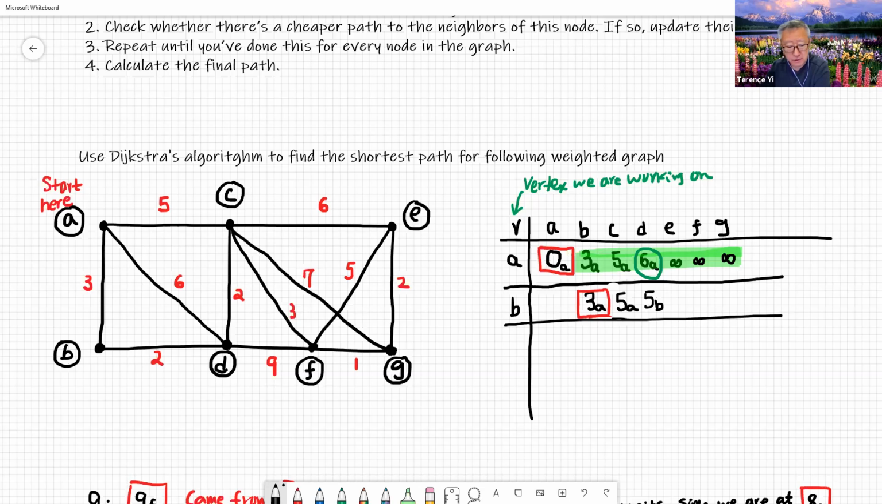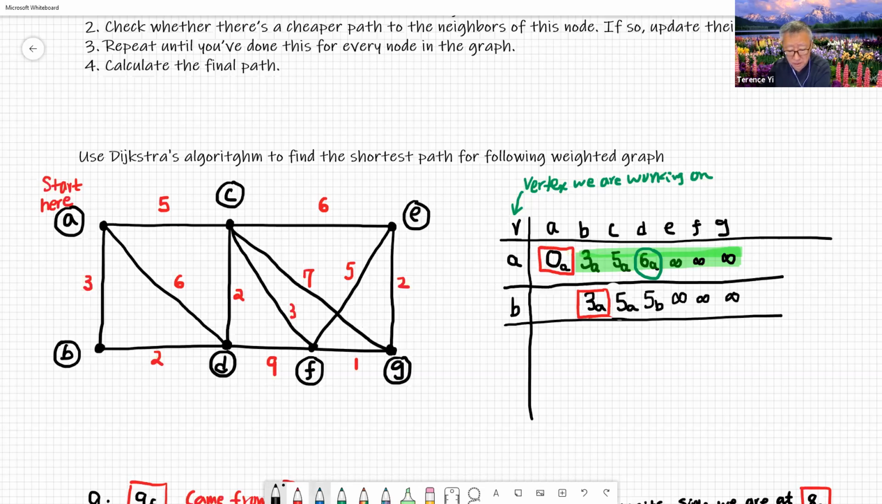Now, next one is going to be B to E. But we cannot get there. It's unreachable, so we are going to put infinity. Same thing for B to F, and same thing for B to G. Okay, so we are done with the vertex B. So we finished.